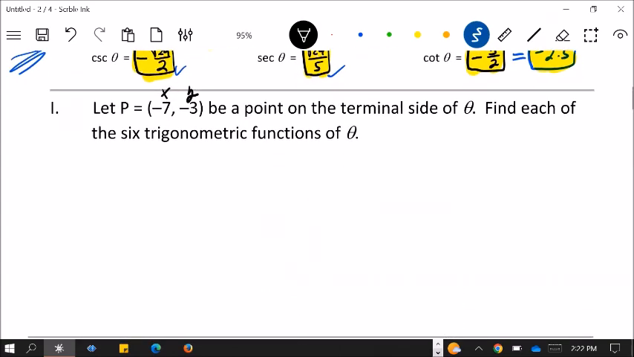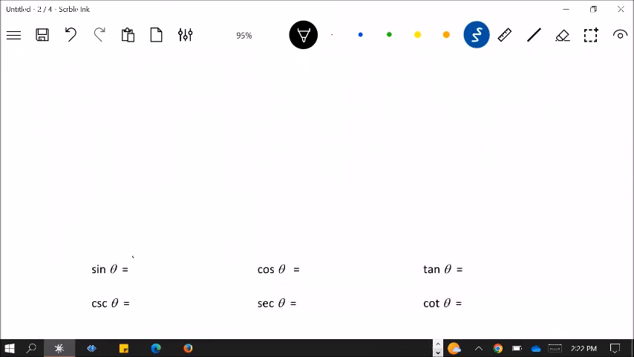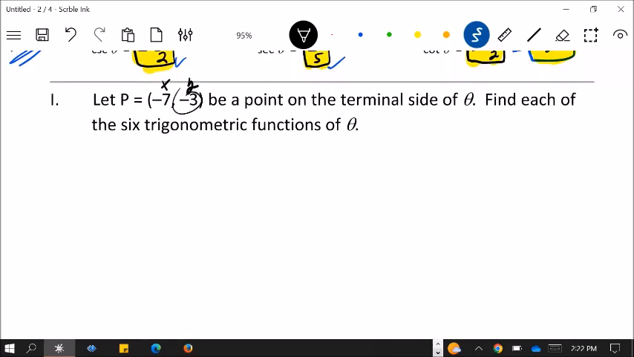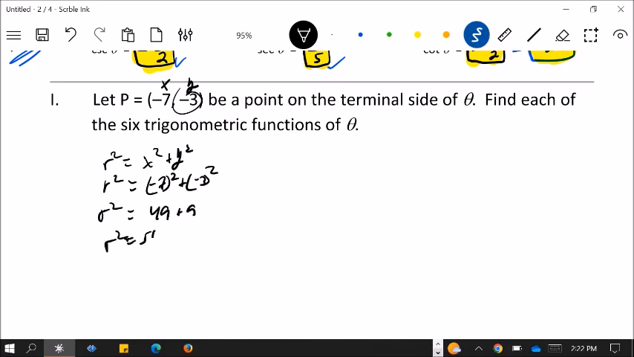So down here, that means what we need is the r. If we want the sine, we want to do the y value over the r. Well, we know the y value, but we don't know the r. So r squared equals x squared plus y squared. R squared equals negative 7 squared plus negative 3 squared. R squared equals 49 plus 9. R squared equals 58. R equals plus or minus square root of 58. But we can't do that negative.